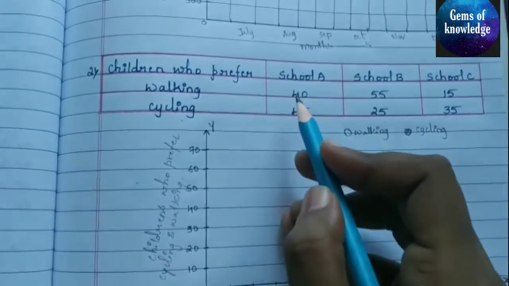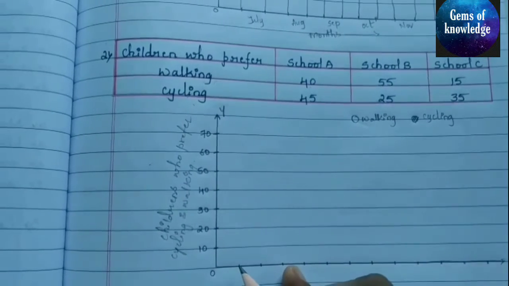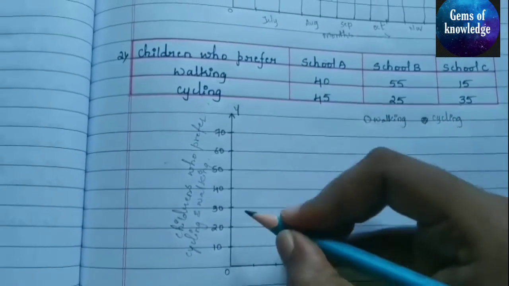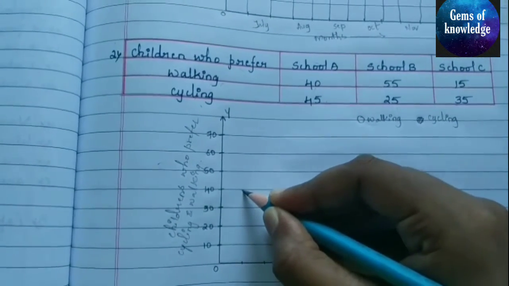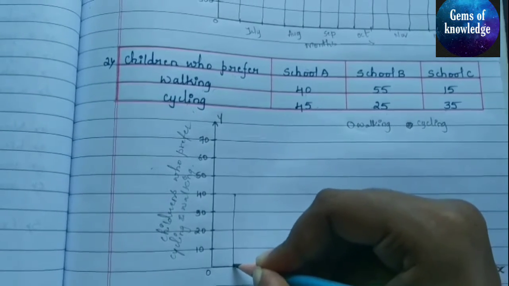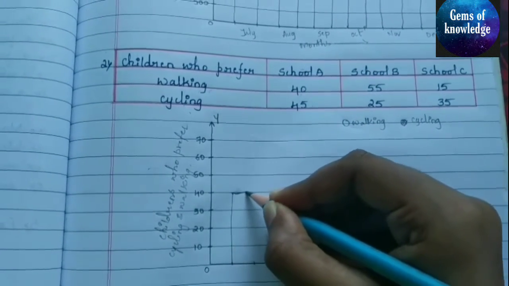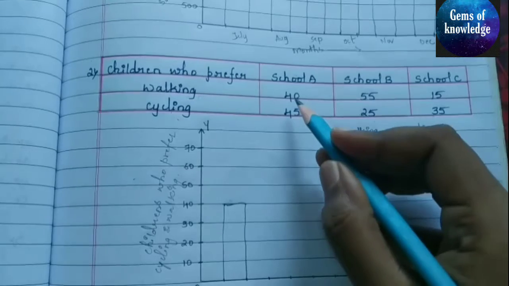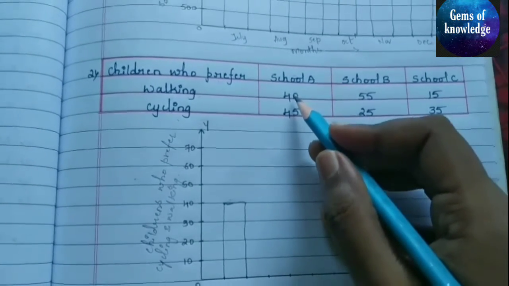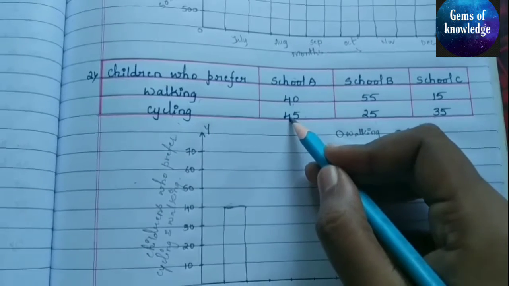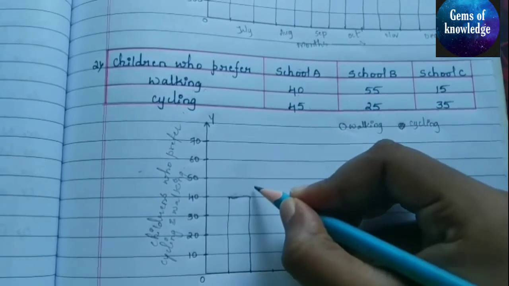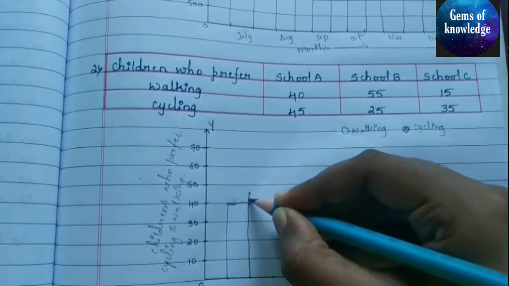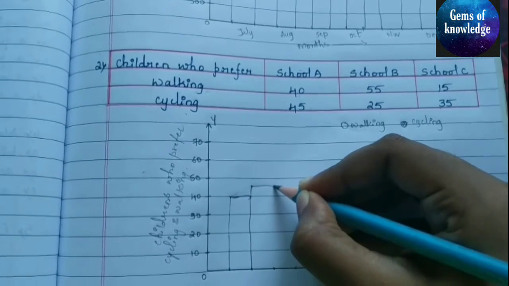Let us mark school A. We have to leave one gap, and mark how many students in school A prefer walking? 40 students, so we mark it here. This first column shows that school A has 40 students preferring walking. Similarly, the same school has 45 students preferring cycling. So 45 comes between 40 and 50, and we have to mark in between. We have to continue with this graph like this.